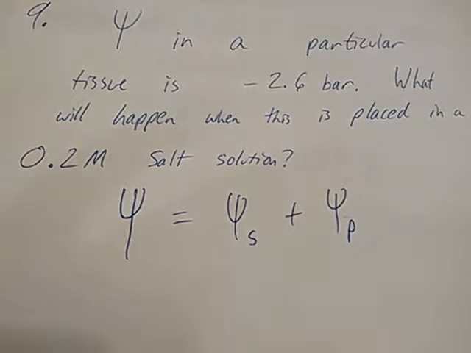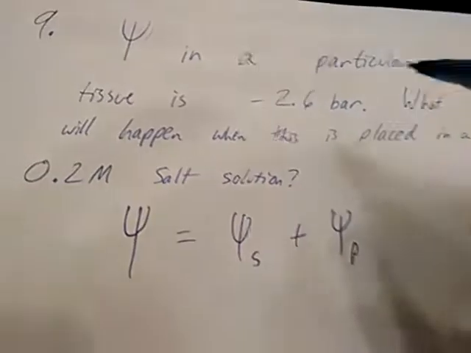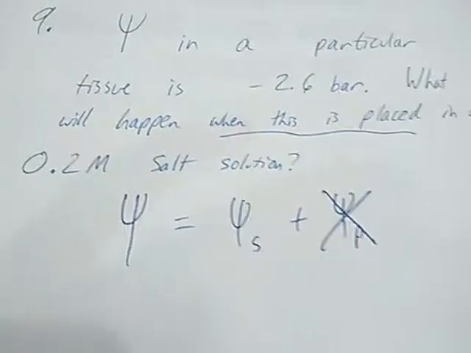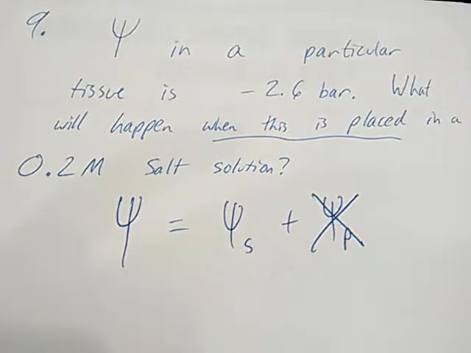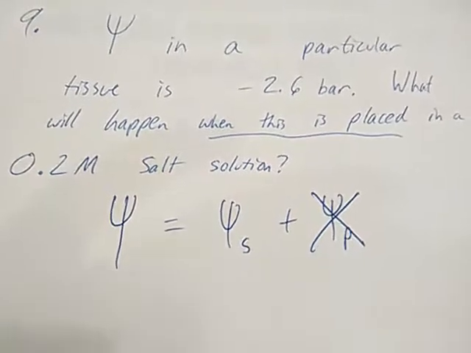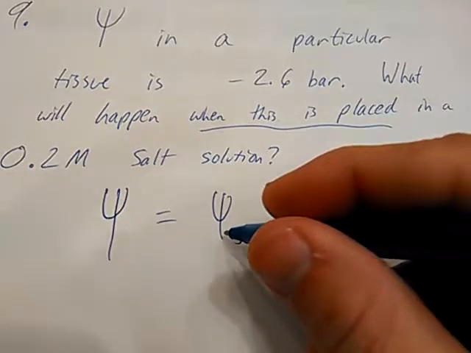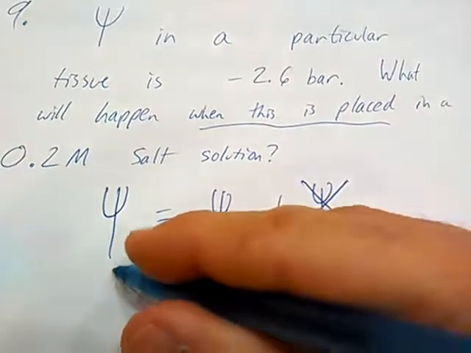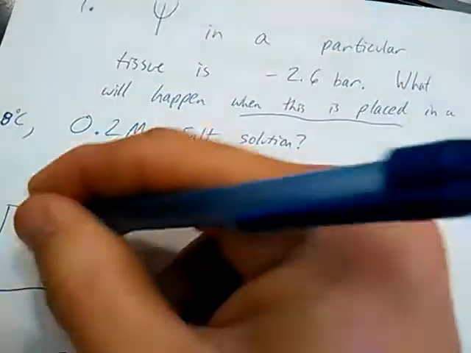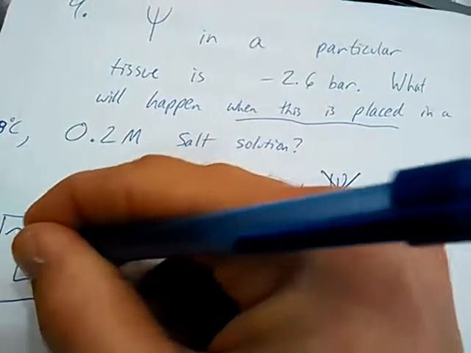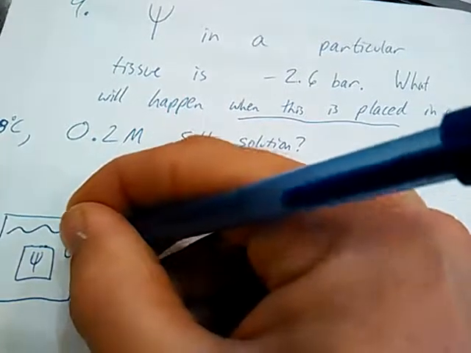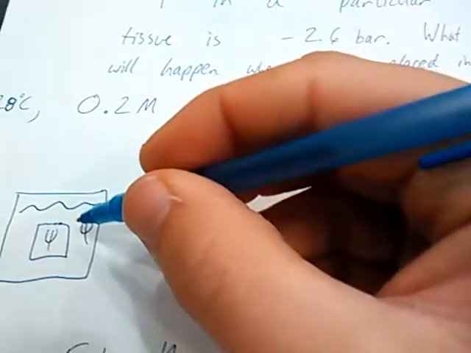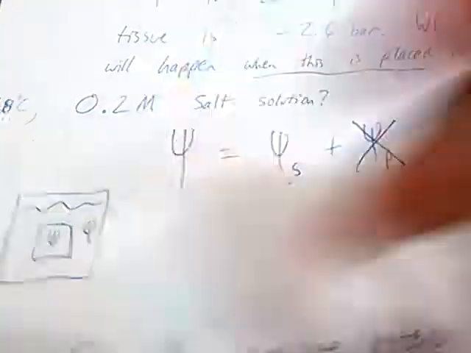So, yeah, let's figure out what the water potential is now, because it says when this is placed. When it is placed, there's no pressure because the cell hasn't swollen up yet. I think that's got to be our assumption on this problem. So the water potential inside the cell is going to be the solute potential, and then all we've got to do is figure out our water potential inside and our water potential outside, remembering that it's going to go from high water potential to low water potential.